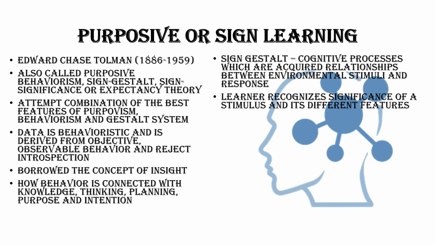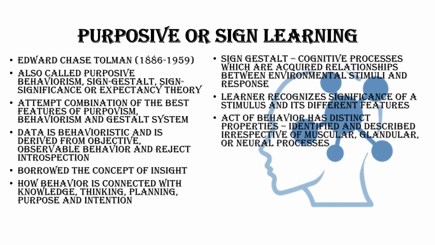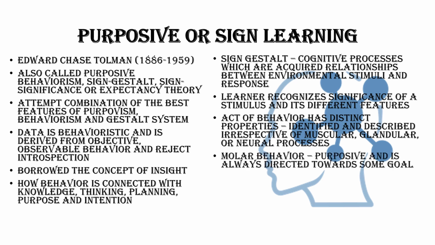And this system was a molar rather than a molecular behaviorism. An act of behavior has distinct properties of its own, to be identified and described irrespective of muscular, glandular, or neural processes. And the main characteristic of molar behavior is that it is purposive. It is always directed towards some goal. And behavior could not be divided into similar units, but must be perceived as whole behavior patterns.